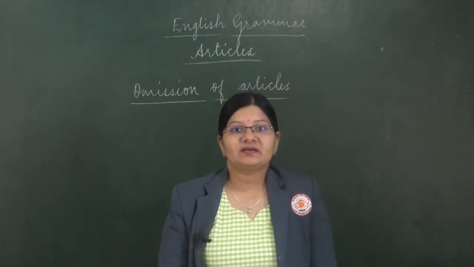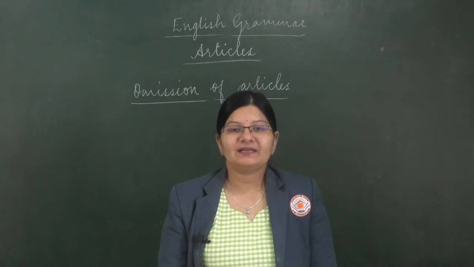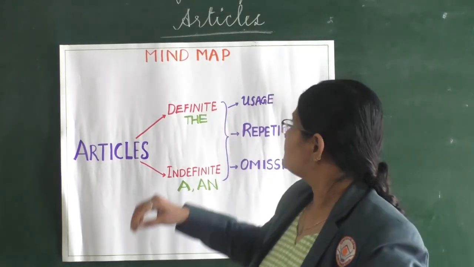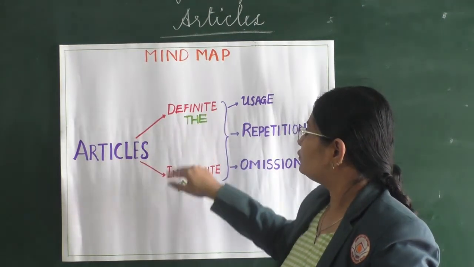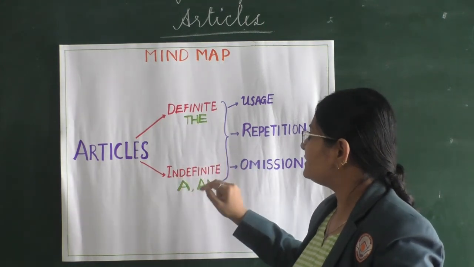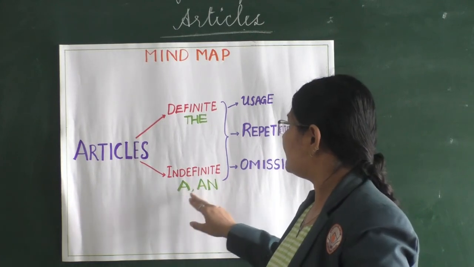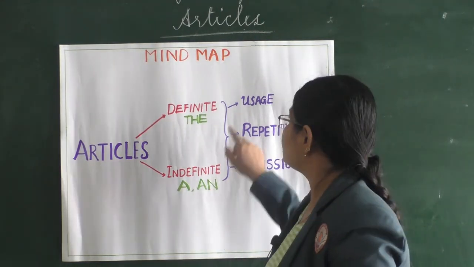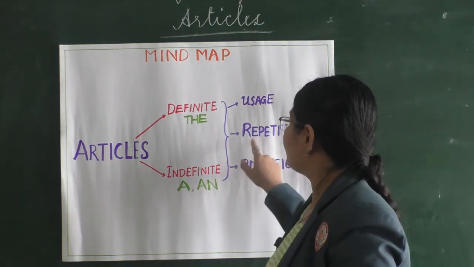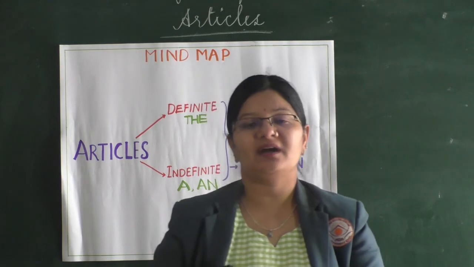We shall meet again in the next class, but before that let's wind up the lesson with a mind map. So kids, in today's class we learnt that articles are of two kinds: definite and indefinite. Which is the definite article? This is the. And indefinite articles are a and an. And then we learnt the usage of these articles. We also learnt the repetition, and finally the omission of the articles.